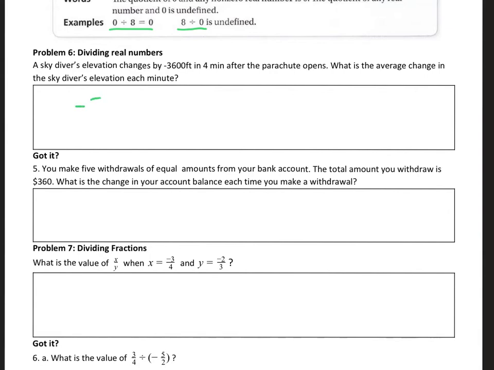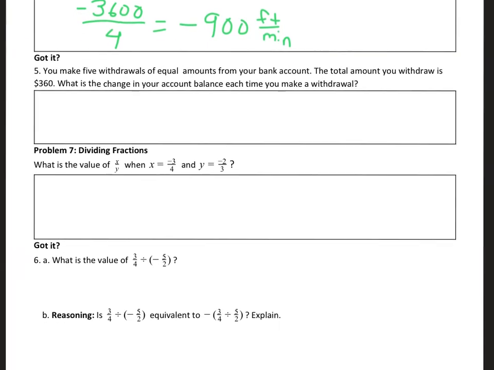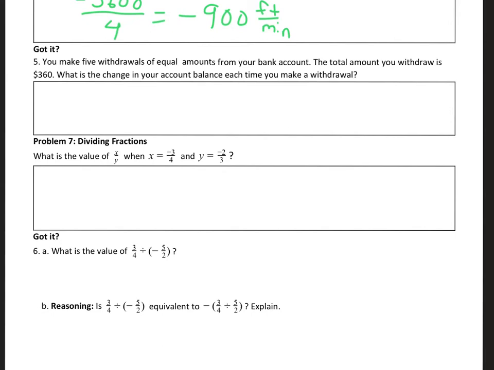So I would take negative 3,600 divided by 4. And it's got the same kind of properties as multiplication, opposite signs. So it's negative. 36 divided by 4 is 9. So the skydiver is falling by 900 feet each minute, all right? So the average rate of change, okay? So when the got it, pause the video, try it, and then check with me after you're done working through it.